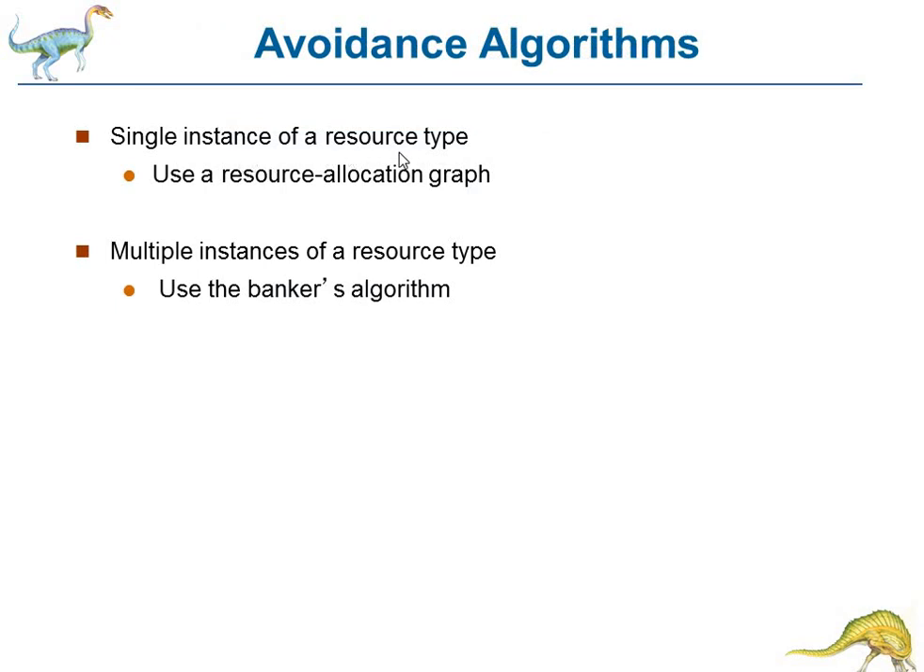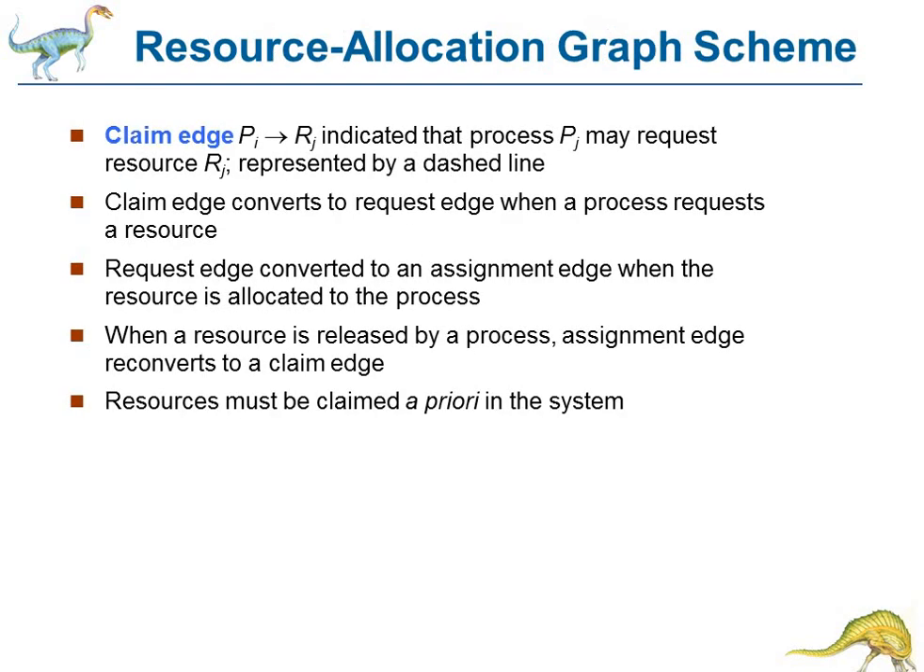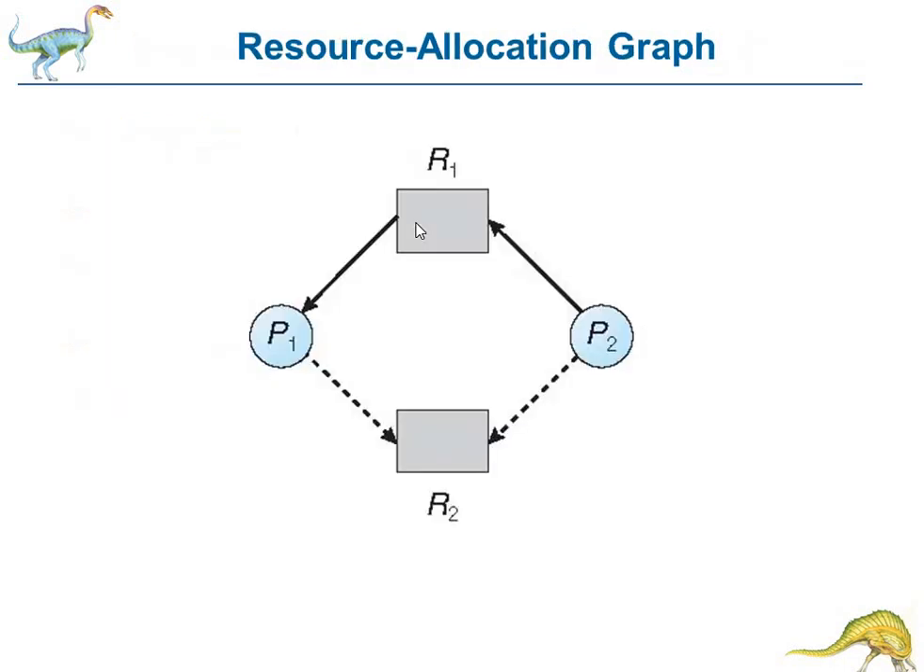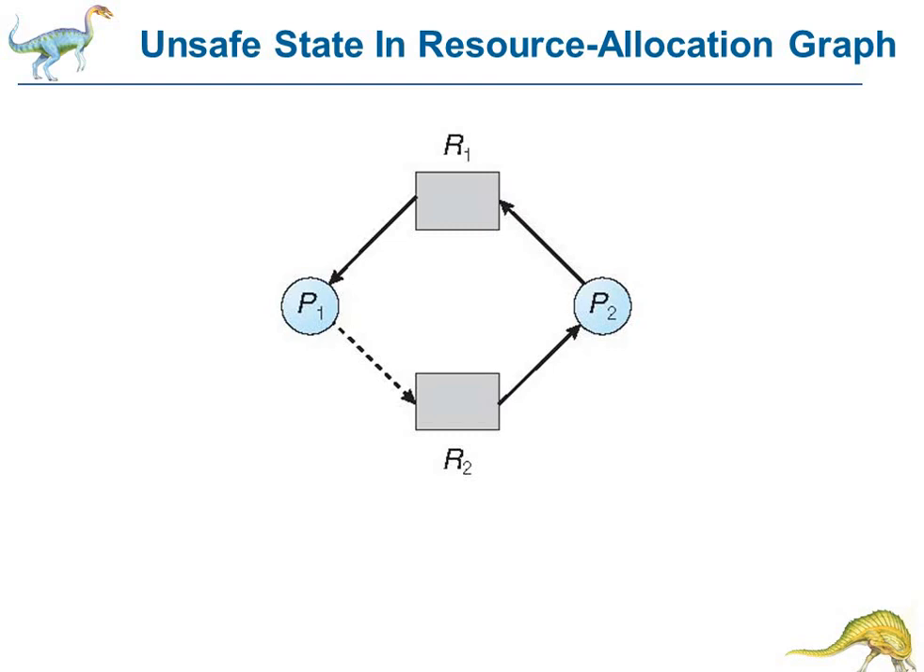For a single instance of a resource type, the resource allocation graph method is applicable. But when you consider multiple instances of a resource type, you use the Banker's algorithm. Banker's algorithm uses a claim edge, which is converted to a request edge or assignment edge. If it's possible to convert the claim edge into a request edge, fine. If not possible, the request must wait. In this way, no deadlock occurs. Otherwise, your system goes to the unsafe state and deadlock may occur.